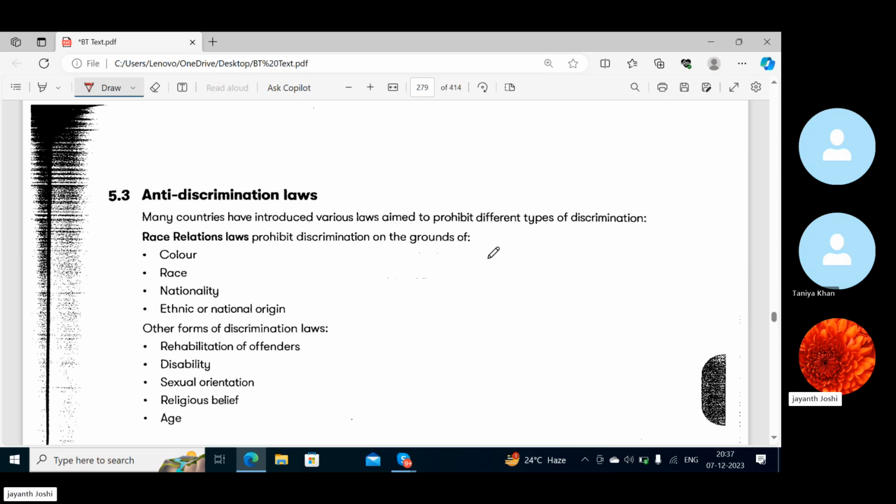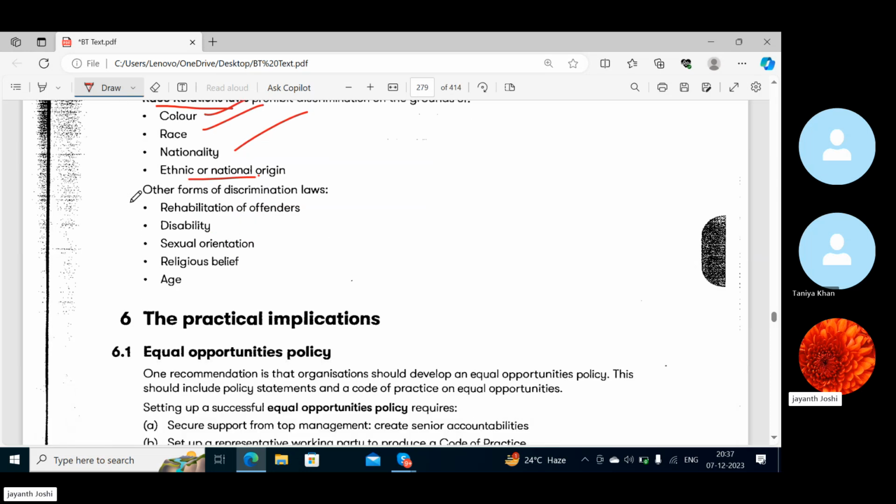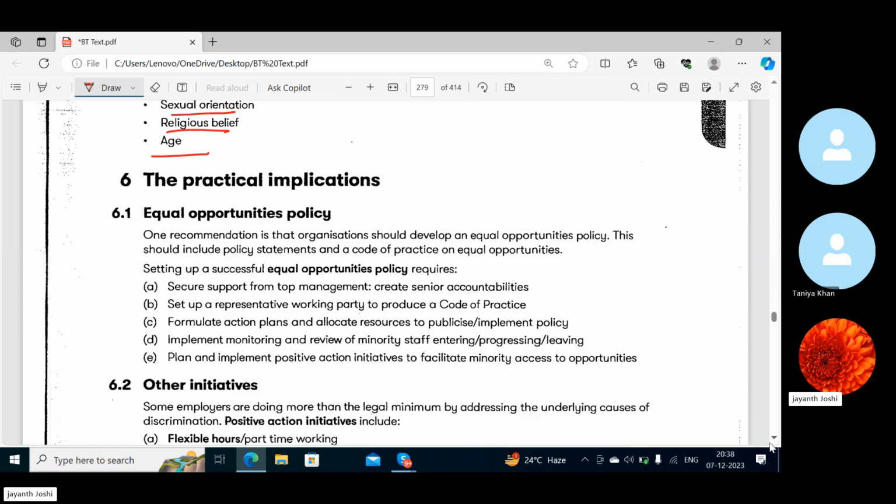So many countries have introduced various laws aimed to prohibit different types of discrimination. Race relations laws prohibit discrimination on grounds of color, race, nationality, ethnic or national origin. Other forms of discrimination laws: rehabilitation of offenders, disability, sexual orientation, religious belief, age. So nowhere any kind of differences should be seen in any of these areas. The practical implications: equal opportunities policy. Everyone should be given equal opportunity based upon their skills, their work, but not based upon their religious belief, age, or gender, etc.